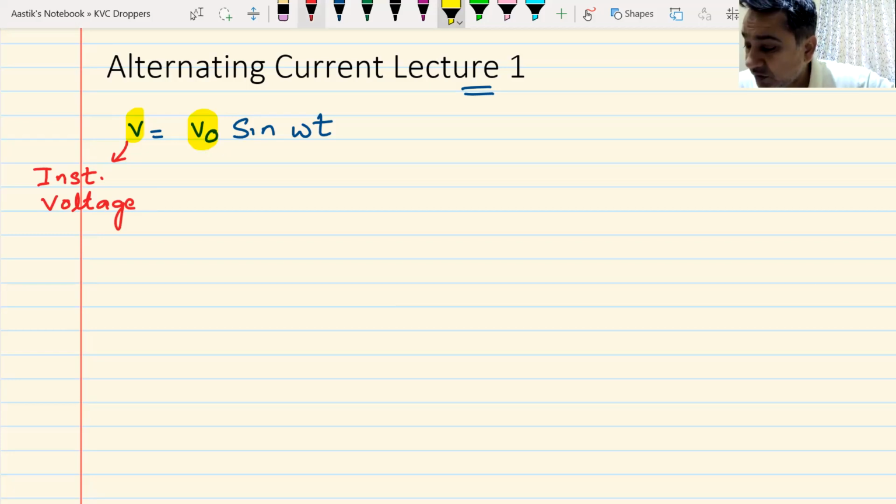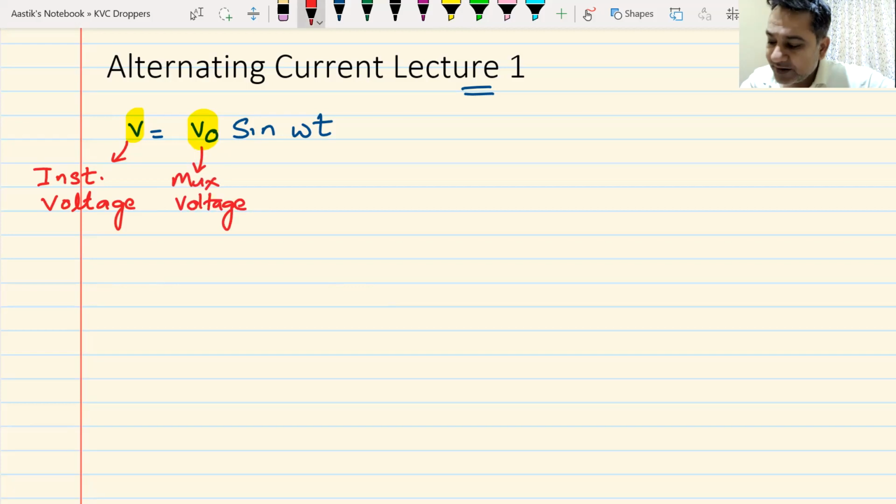What do you understand by V naught? We have already discussed this, so don't become Ghajini. What do you mean by V naught? It will stand for the maximum value of voltage, Vm or V naught. Do you understand this? Okay. Then this sine is your simple wave, your sine wave or cos wave. It's a trigonometric function. Yes or no? Well done.